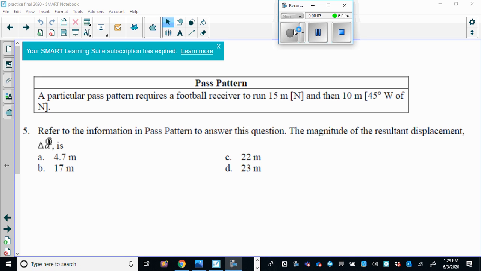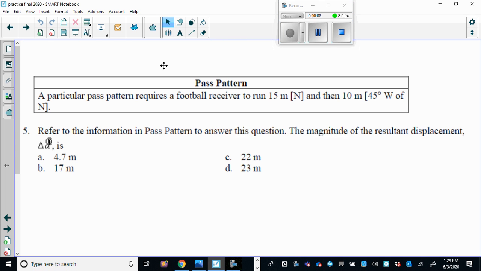Question 5. As I said, this is really important that you know how to do two-dimensional vector problems for Physics 30, because the first unit on momentum and impulse is exactly that. It's a lot of two-dimensional collisions, and you have to be able to resolve vectors into components and then add them. So let's make sure we go over this one carefully.